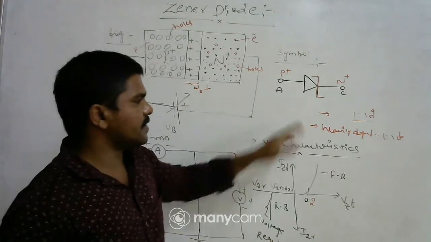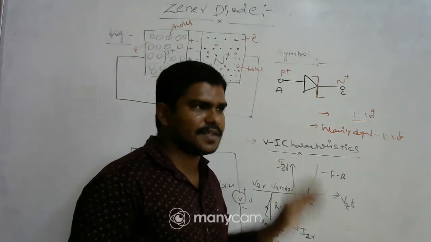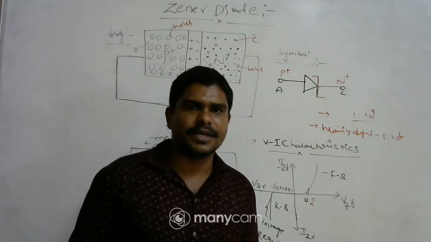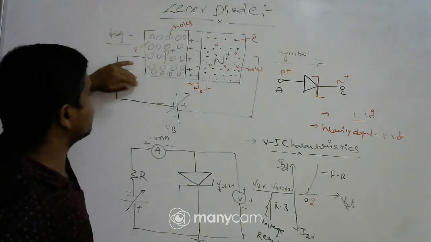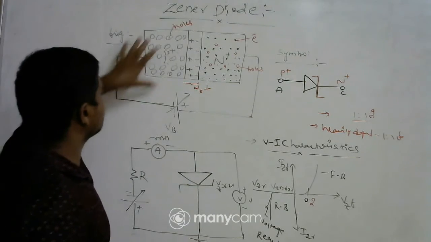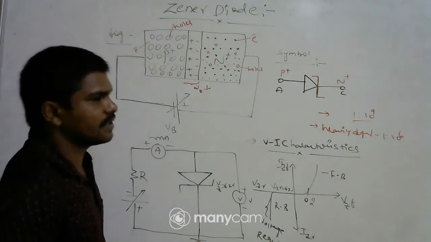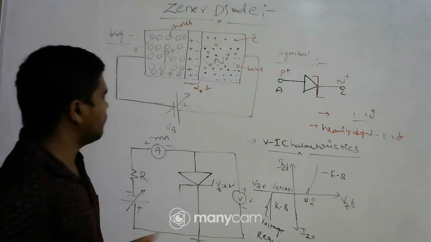This device is specially meant for the reverse bias purpose, right? So see here, this is the internal structure of Zener diode. Both regions are heavily doped regions. Combine these two, and it forms the junction. That is called a Zener diode. A Zener diode is a heavily doped diode.